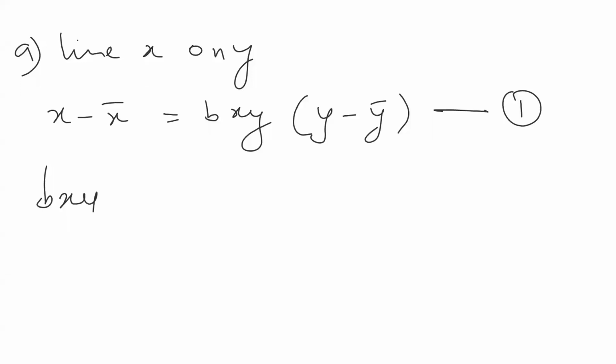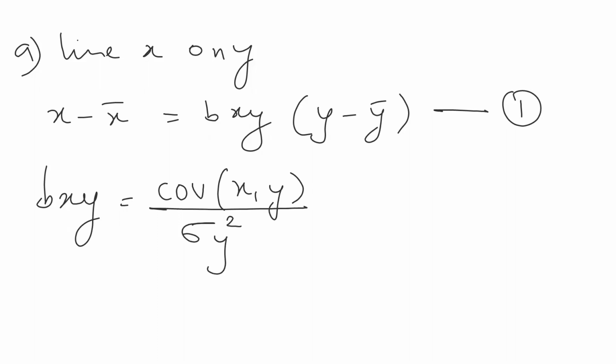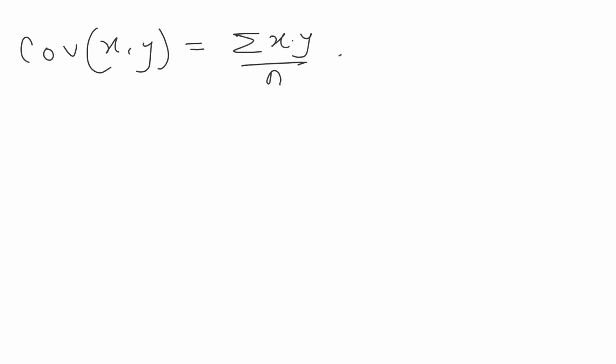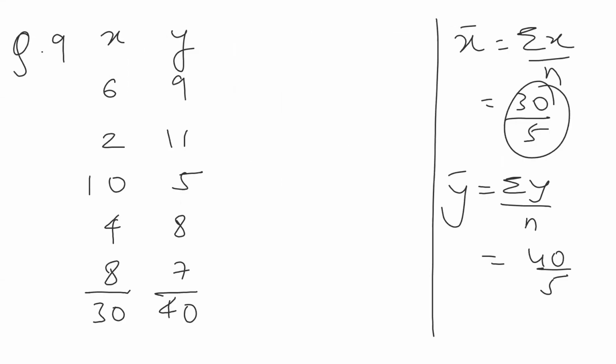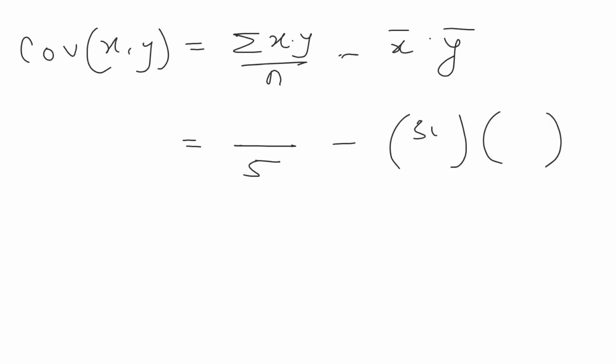bxy is nothing but the regression coefficient of x on y. So the formula is covariance between xy upon standard deviation of y square. Equation number 2, right? Then we'll calculate covariance. Covariance between xy, which is summation xy upon n minus x bar y bar. Okay, so n is 5, then our x bar and y bar is 30 by 5 and 40 by 5. 30 upon 5, 40 upon 5, we will rely heavily on LCM.